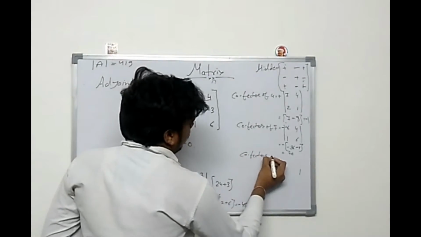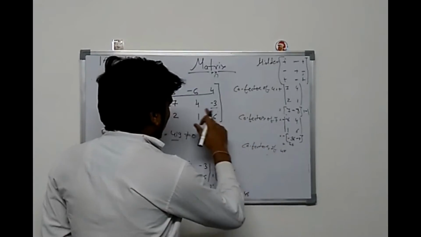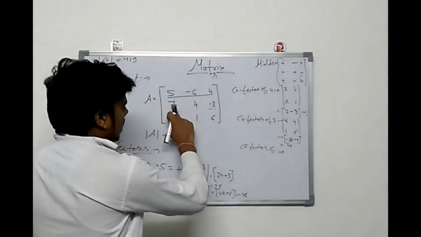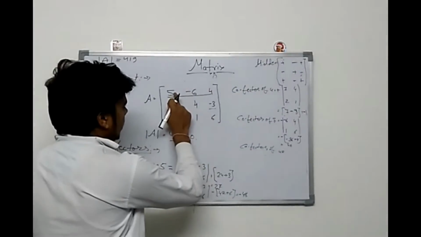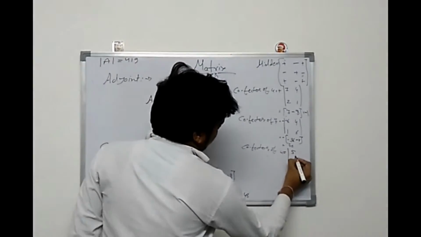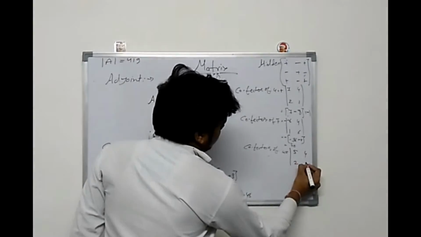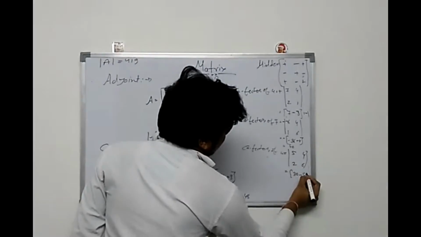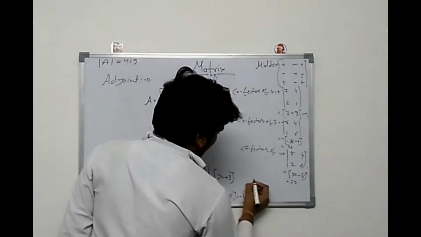Cofactor of 4. Find the cofactor of 4. This column and this row will be ignored, and what will be left? 5, 2, 4, 6. 5, 2, 4, 6. 30 minus 8, 22.